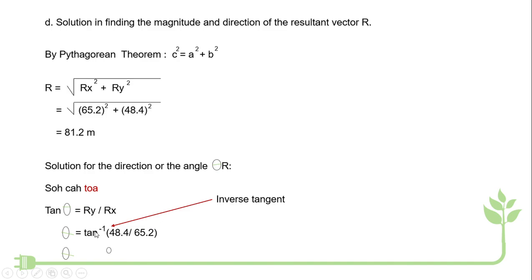Okay, so inverse tangent times, put the values, Ry is 48.4 divided by Rx 65.2. If you calculate that, the answer is 36.6 degrees. Okay, so I hope you understand how we solved it. You can replay it if there's an unclear explanation, or ask me through my social media accounts. So here's the final answer. Our resultant vector is 81.2 meters, having a direction of 36.6 degrees.